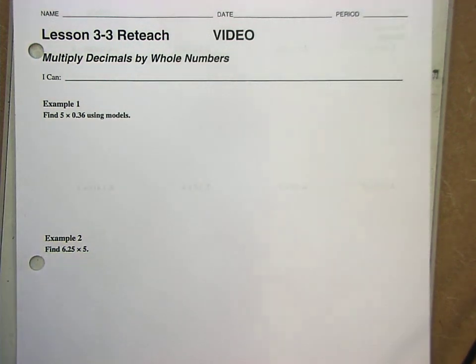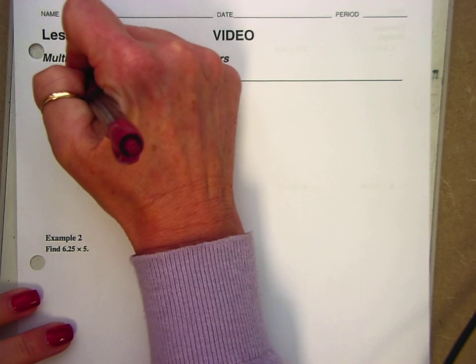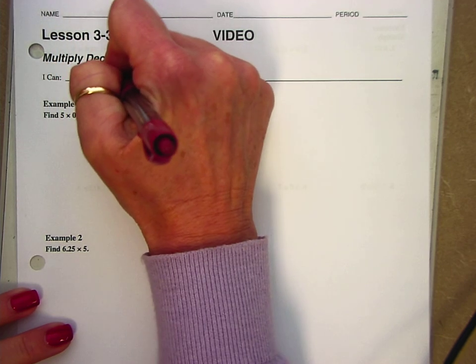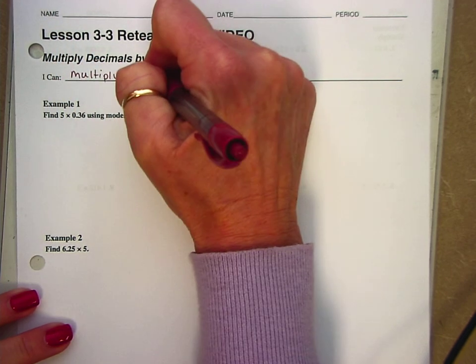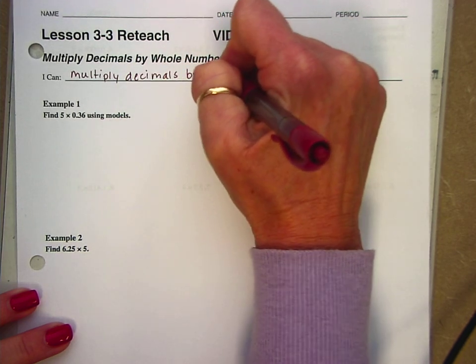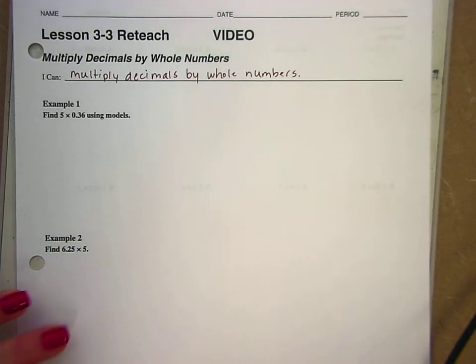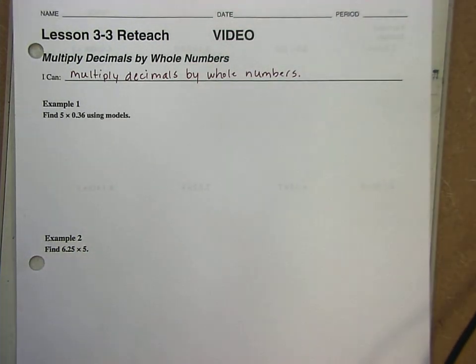Okay, students, we're moving through the book to Chapter 3, Section 3, multiplying decimals by whole numbers, which is exactly what our I can statement is. I can multiply decimals by whole numbers. I can multiply decimals by whole numbers.